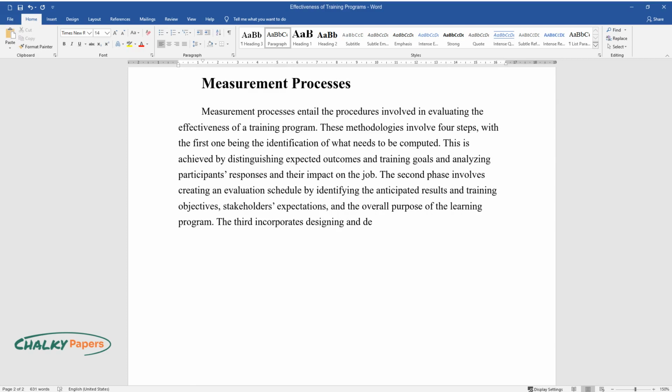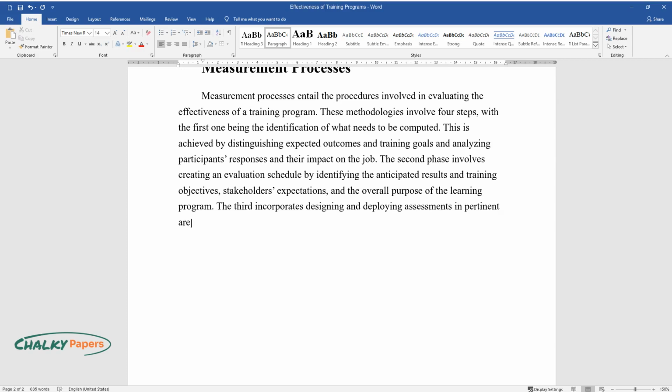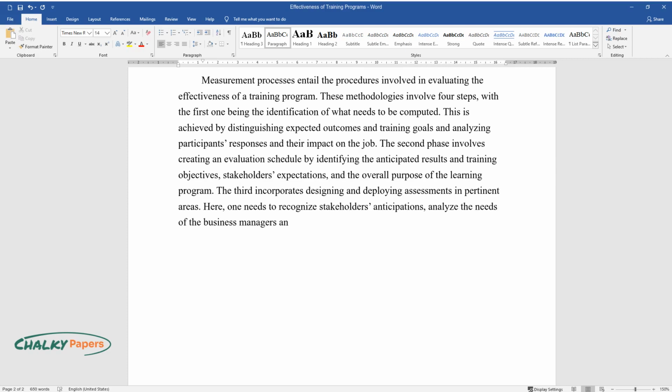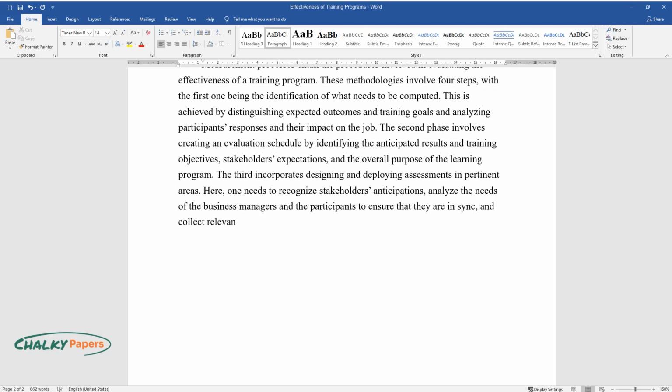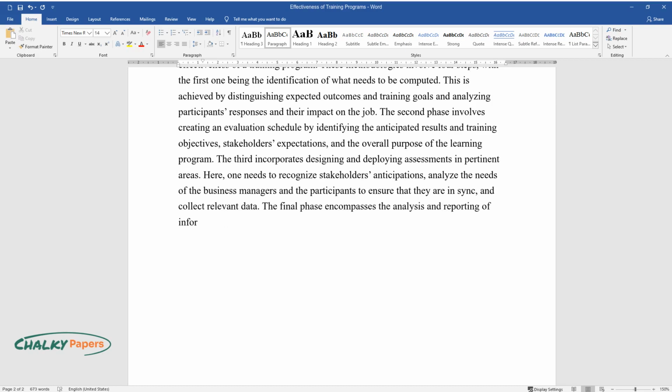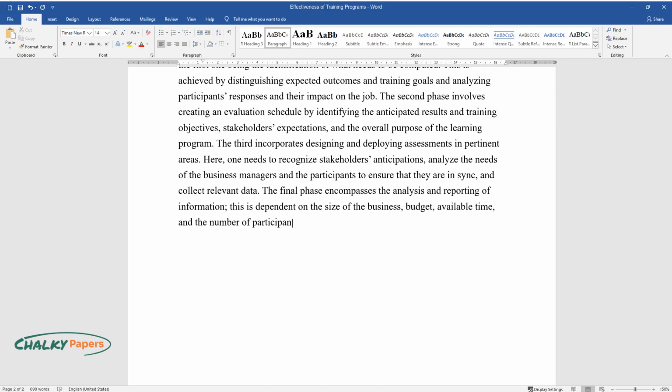The third incorporates designing and deploying assessments in pertinent areas. Here, one needs to recognize stakeholders' anticipations, analyze the needs of the business managers and the participants to ensure that they are in sync, and collect relevant data. The final phase encompasses the analysis and reporting of information. This is dependent on the size of the business, budget, available time, and the number of participants as well as stakeholders' requirements.